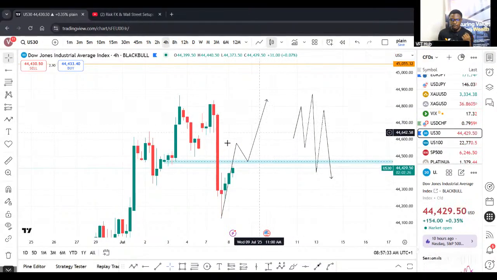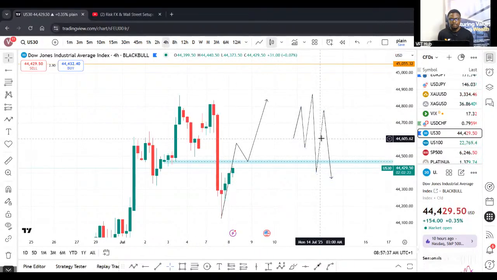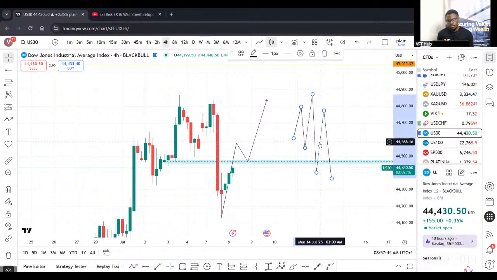So for me, I'll be waiting for that to happen. And with that, I can now start taking my position in the market, seeing the fact that we are still very, very much bullish across the board, fundamentally.